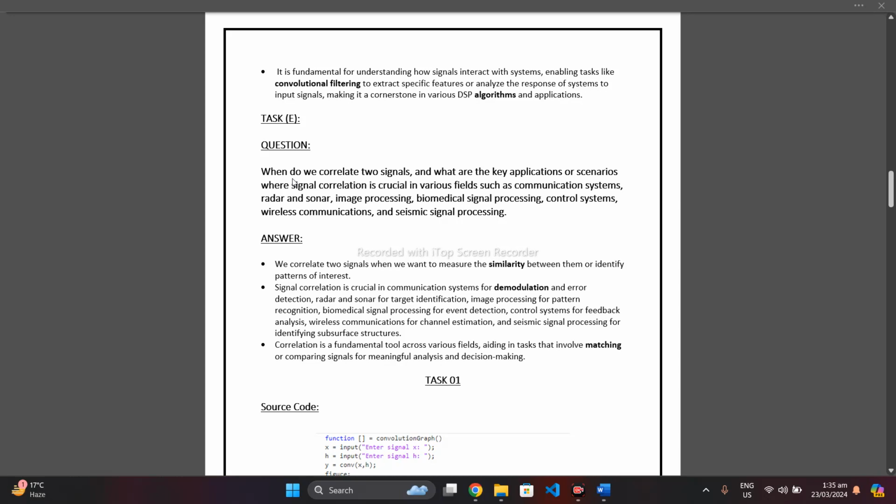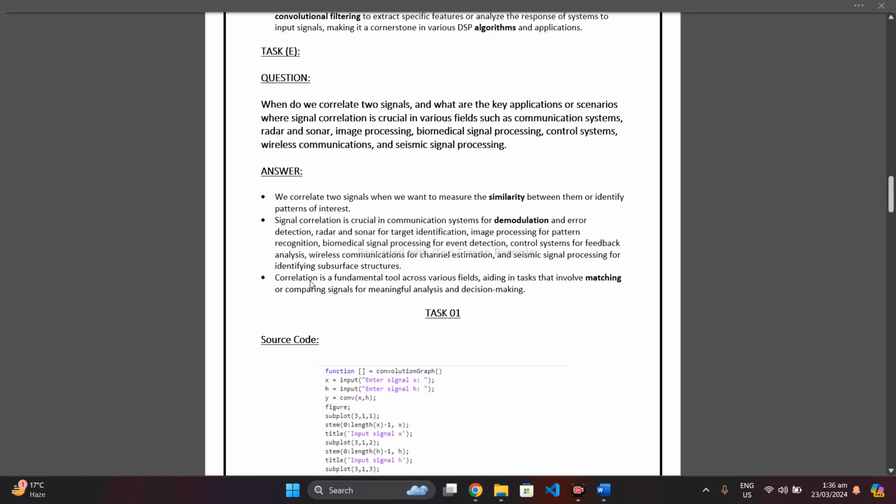Now task E question. When do we correlate two signals and what are the key applications or scenarios where signal correlation is crucial in various fields such as communication systems, radar and sonar, image processing, biomedical signal processing, control systems, wireless communication and seismic signal processing?